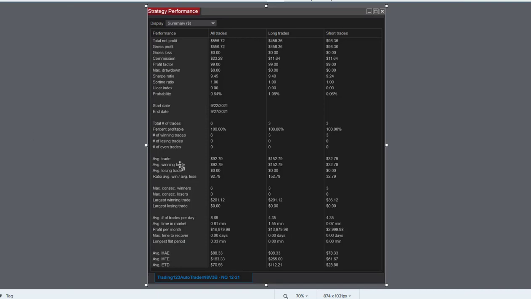And then we go over here to our performance on the strategy to show you that it was a live trade. We got $556 as the chart showed. Commission $22, $23. And Sharpe ratio 9. Anything above 9 is great. And it made 6 trades, 3 long, 3 short. Average trade, largest winning trade. And then the potential profits per month, 16,000 on a 30-day basis NinjaTrader calculates. So there's your performance metrics for the strategy. Now they'll be lower should you have a lower goal.